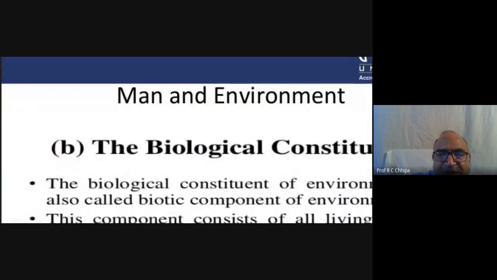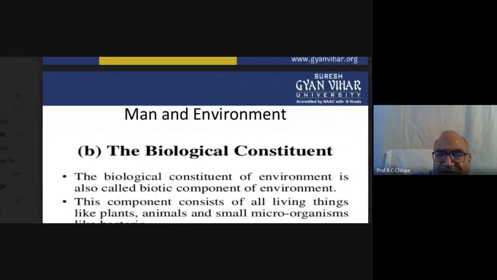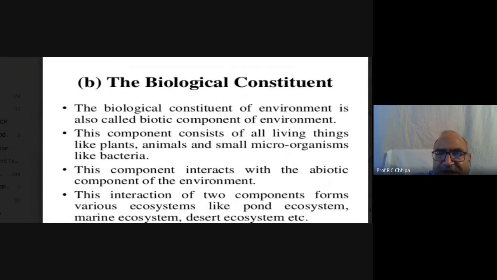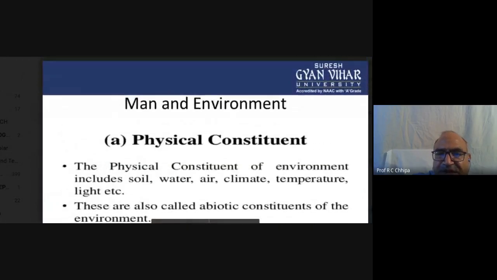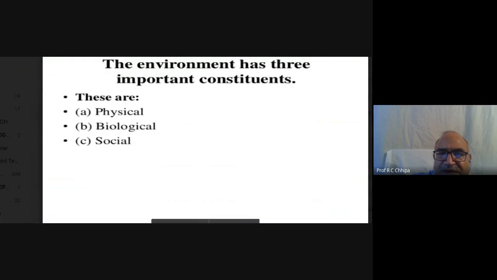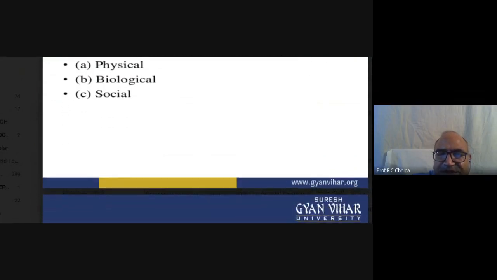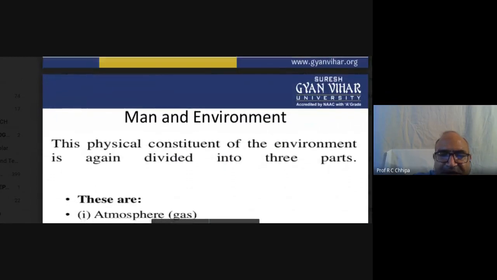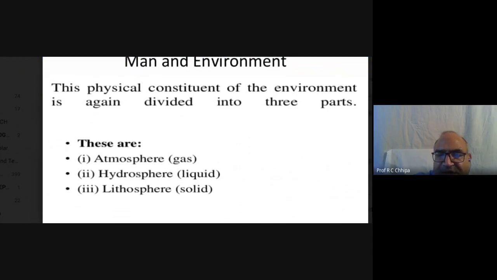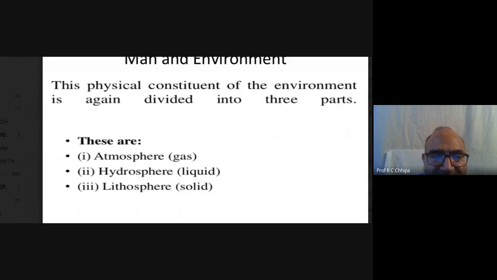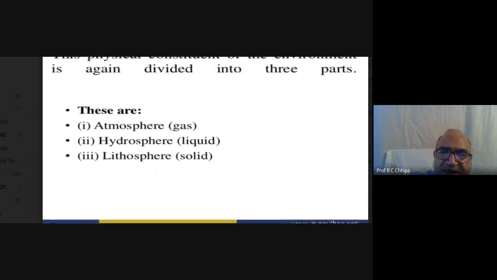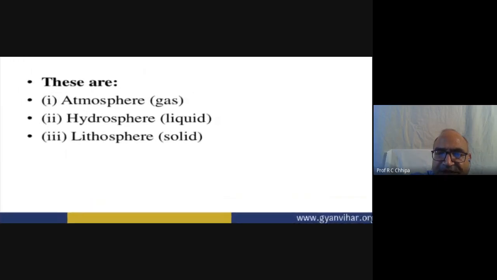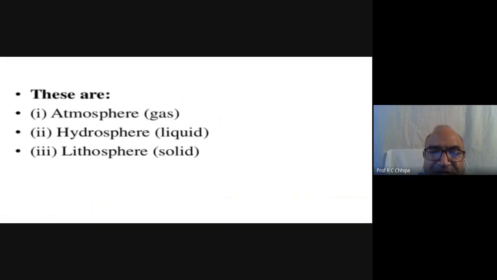So now we can come towards the social constituent. What we have is first physical, biological, social. The physical constituent is further divided into parts: atmosphere, hydrosphere, and lithosphere. These three are the physical constituents of the environment.